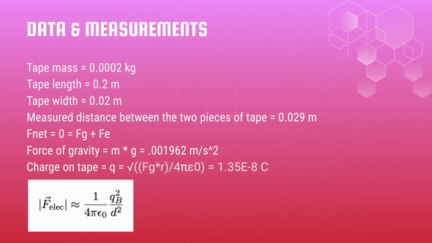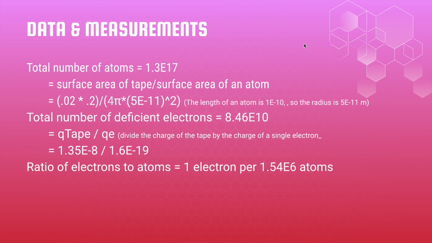The charge on the tape was found by rearranging this equation down here, which is Coulomb's law, and I found it to be 1.35 times 10 to the negative 8th coulombs. I calculated that the total number of atoms was 1.3 times 10 to the 17th, the total number of deficient electrons was 8.46 times 10 to the 10th, and the ratio of electrons to atoms was 1 electron per 1.54 times 10 to the 6 atoms.